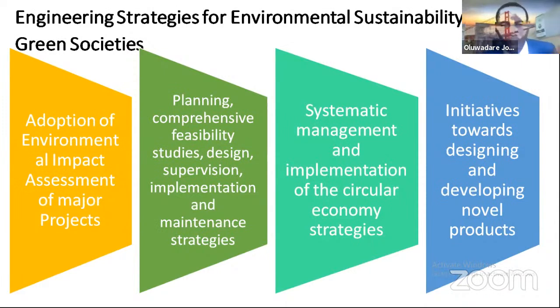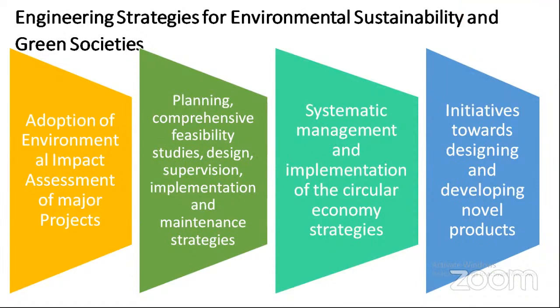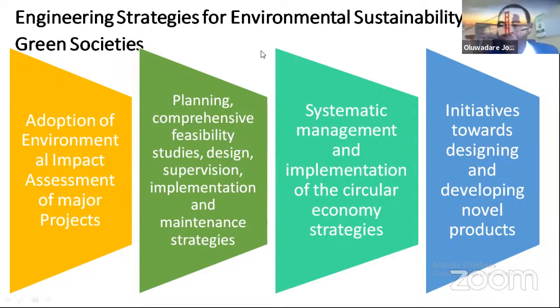Number two, planning comprehensive feasibility studies, design, supervision, and implementation. All these things are there, but we need to work in these areas as environmental engineers to make sure that there are adequate supervision, implementation, and maintenance strategies. Another thing we can do is systematic management and implementation of the circular economy. In most cases, we have a linear economy where we have our waste, you use, you dispose. But with a circular economy, we can recycle. Some of those waste we don't want, we want to have zero waste. So this can be achieved.